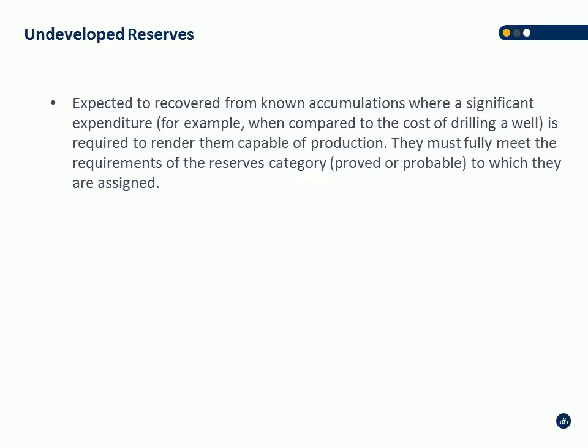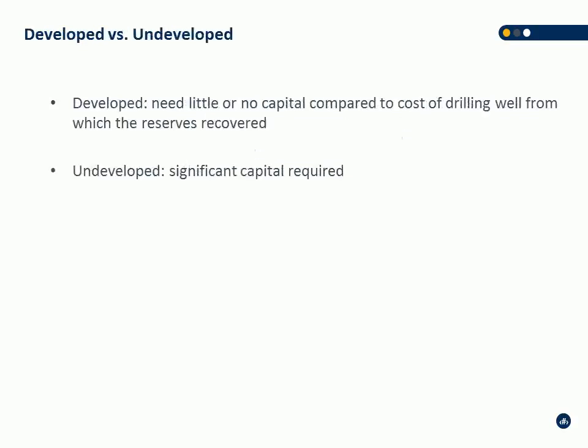But if it costs $100,000 to drill a well and they have a $20,000 completion cost, then it can be classified as PDNP. There's wiggle room for the evaluators to determine what is material in relation to drill cost, but it's pretty cut and dry whether it should be classified as undeveloped or developed non-producing. Basically, developed reserves need little or no capital compared to the cost of drilling a well, whereas undeveloped has significant capital still required to bring the volumes on production.